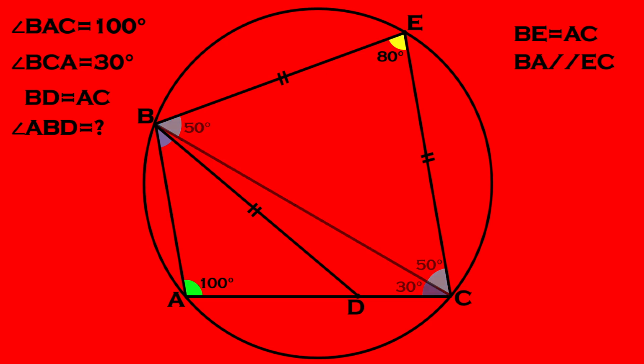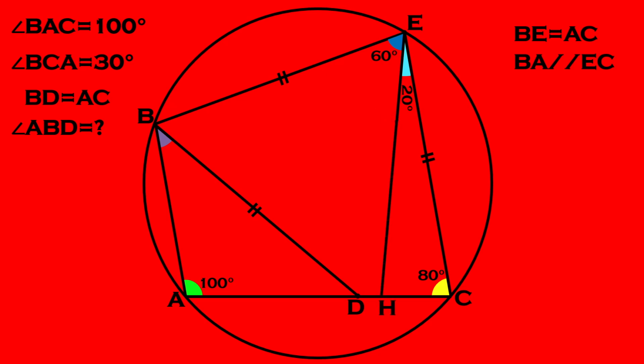Now, let's remove these lines because we won't be needing them anymore. And let's find a point F inside the circle such that if we construct EF, it divides the yellow angle into 20 and 60 degrees. And let's extend EF until it meets AC at a point H.